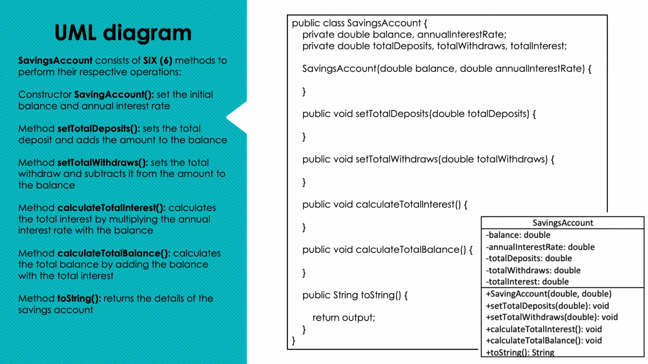Next one is calculate total interest. The return type is void. So we would write it as public void calculateTotalInterest. The next method is calculate total balance. So public void calculateTotalBalance. And the last one is the toString method. So we are overriding the toString that is already available. It should return a string. So we write public String toString, and it should return something.